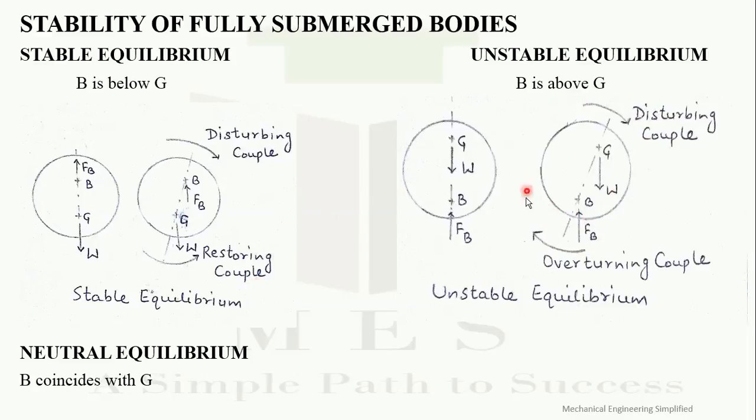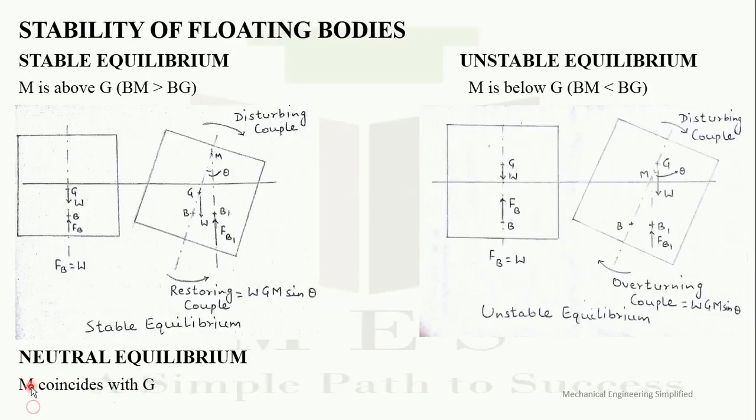Okay, overturned. And what is the neutral equilibrium? When the B coincides with G, then it is a neutral equilibrium. Then whatever disturbing couple you provide, the body remains at whichever position you tilt it. Okay, so that is the condition of neutral equilibrium, that B coincides with G. Okay, let us move on forward.